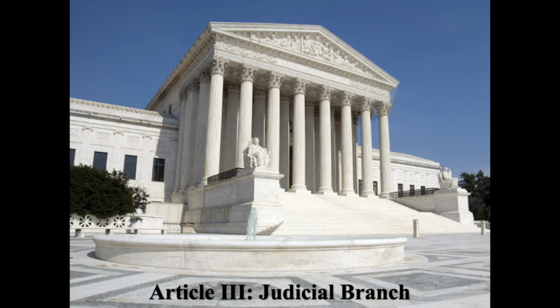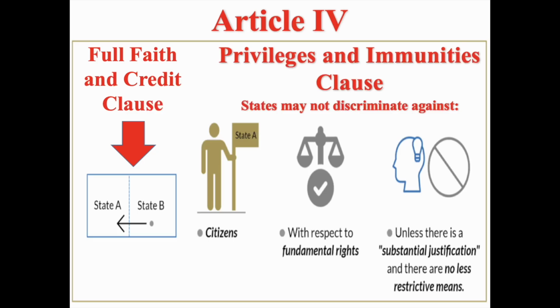Article 4 of the Constitution includes both the full faith and credit clause and the privileges and immunities clause. The full faith and credit clause requires that each state respect the public acts, records, and judicial proceedings of every other state. This clause is designed to prevent interstate rivalry and the assertion of one state's power to exceed that of another. The Privileges and Immunities Clause protects citizens of one state in another state.